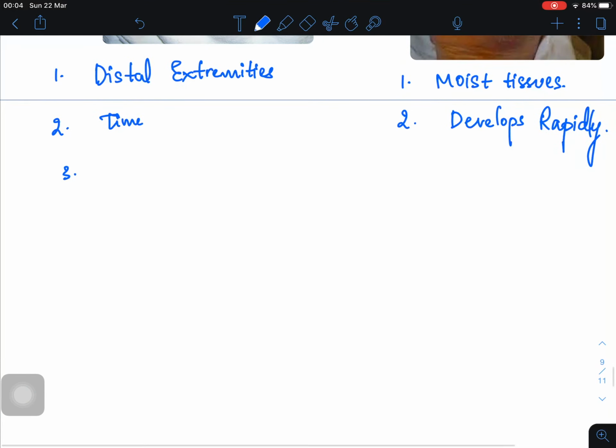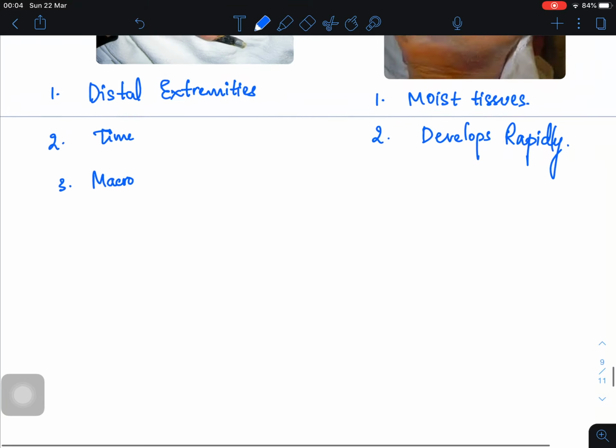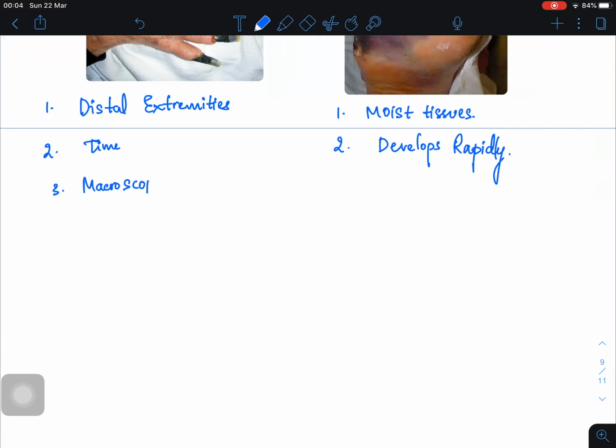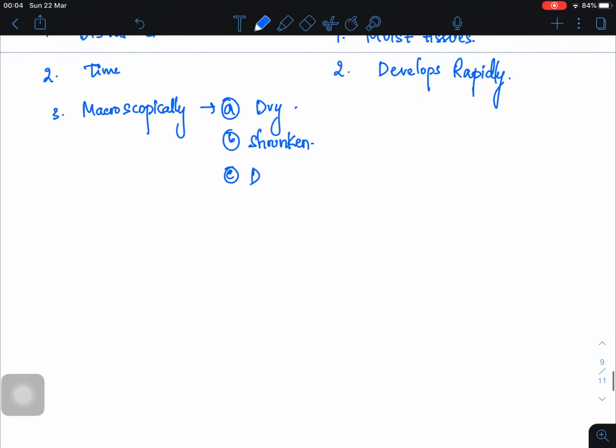So how does it basically look macroscopically? Macroscopically when you look, it looks dry, right? And it looks shrunken. Not only that, it looks dark black, right? And also it looks like mummy fingers.